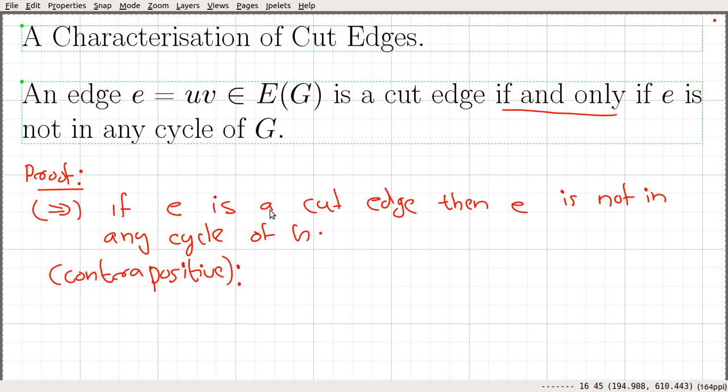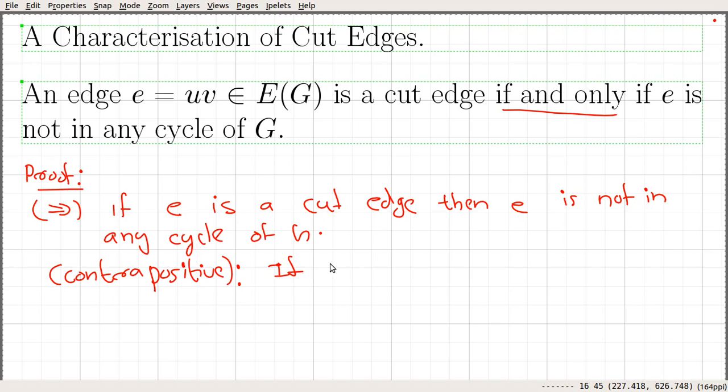So this is in that form. In this case P is E is a cut edge, and Q is E is not in any cycle of G. The contrapositive of this statement is: if E is on a cycle, then E is not a cut edge. Let me write down the contrapositive, and after that we will prove that one. Because of the equivalence, once we prove it, we are done with this proof.